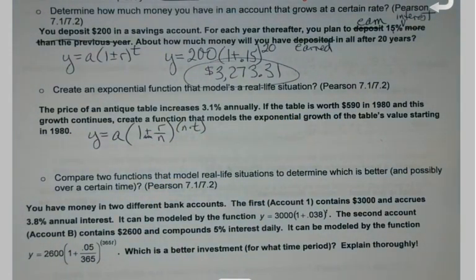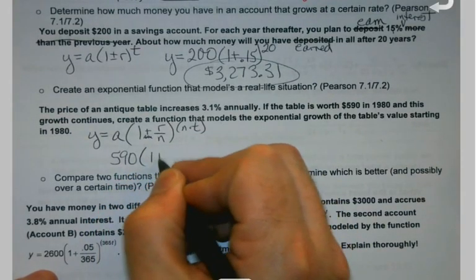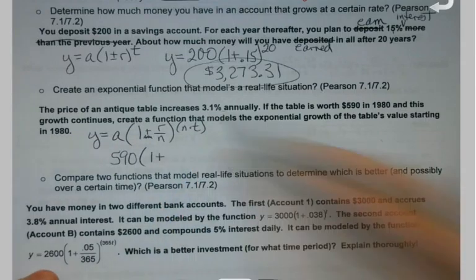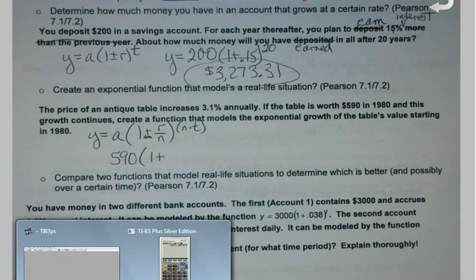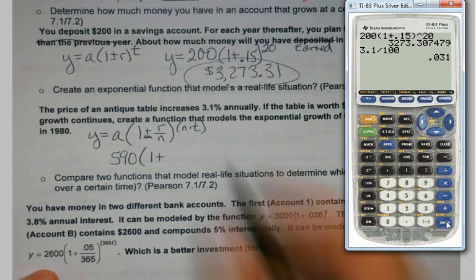So again, a lot of the values here are going to be the same. A is still going to be what I start with. My rate, again, be careful. And if you're not sure, you're like, I might mess this up, you always can type in 3.1, whatever the percent is, divided by 100. That'll give you the decimal form.